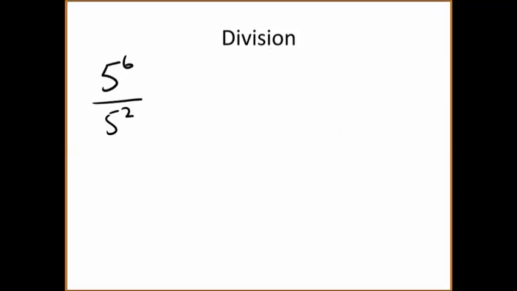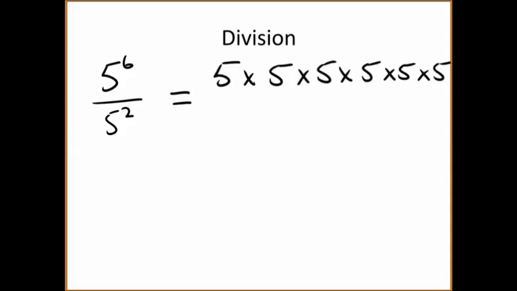So we have 5 to the power 6 divided by 5 squared, or 5 to the power 2. The first thing we want to do is to expand the expression out. So, we expand out 5 to the power 6 and we get 5 multiplied by itself 6 times. Similarly, we do the same with 5 squared, and we get 5 multiplied by 5. At this stage, we want to simplify this expression. What we can do is divide both the numerator and the denominator by the same value. In this case, it would be easy to divide it by 5.